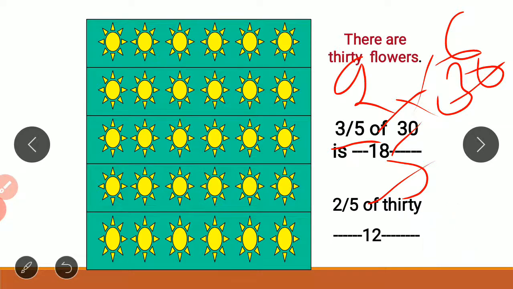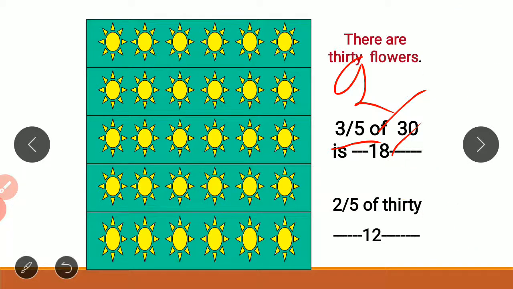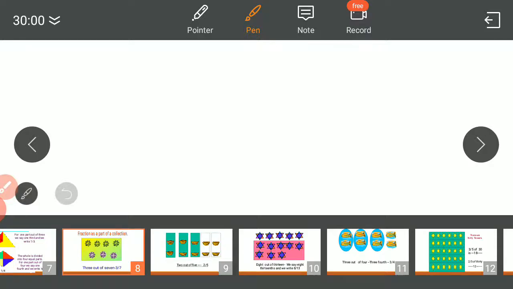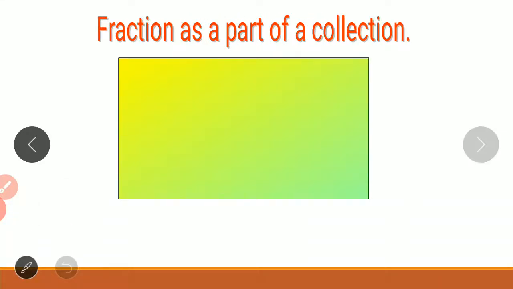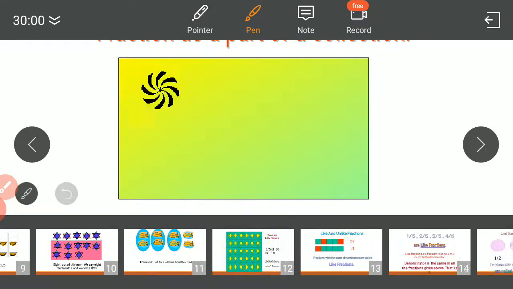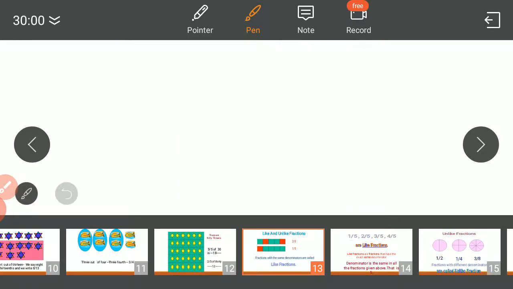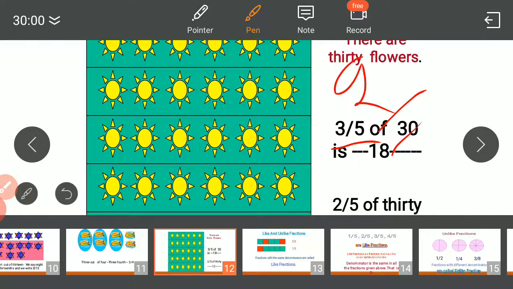In this way we can find any value. Suppose you have to find 1 by 3 of 30, or 1 by 3 of 10, or 2 by 3 of 5. इस किसी भी value को हम इस तरीके से find कर सकते हैं. This is the way to find the values of any number. Now in other ways we will find different values.